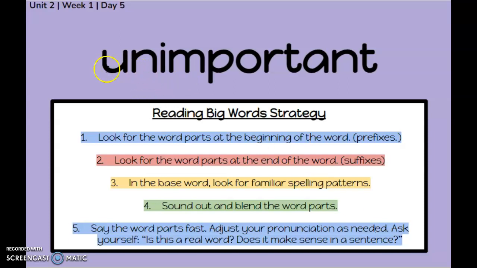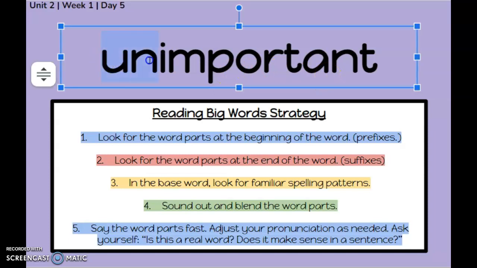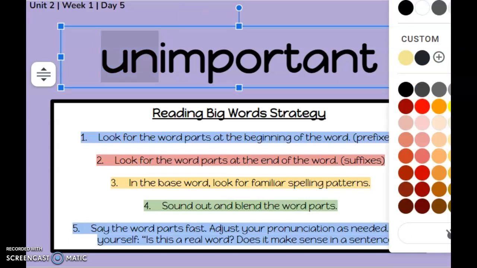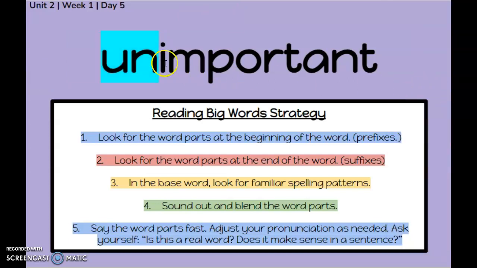So, looking at this word, unimportant. Well, I see that my prefix is un. Un, meaning not. Important. I don't think I have a suffix in this word, so I'm just highlighting the prefix un. Unimportant. If I had a suffix, I would highlight it in red.